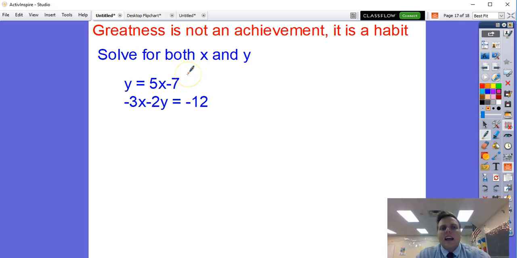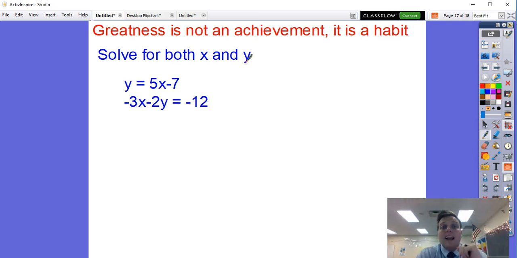Let's say I have two equations like this. y equals 5x minus 7, and I have another equation, negative 3x minus 2y equals negative 12. Well, now this time I want you to solve for both x and y. So you're allowed to decide, do I want to solve for x first or do I want to solve for y first? It's your choice.